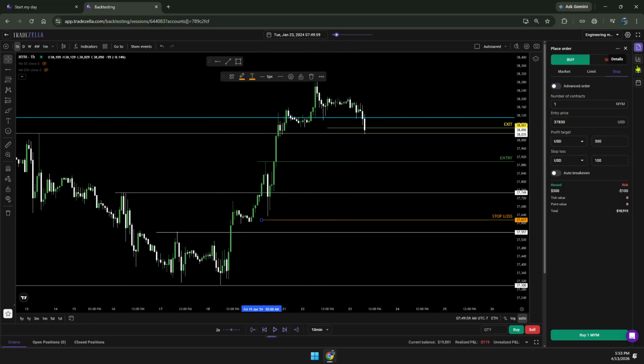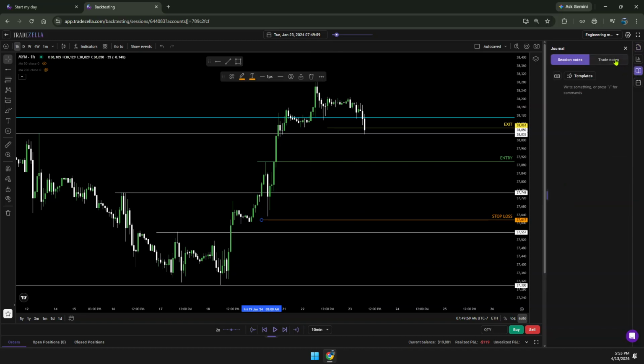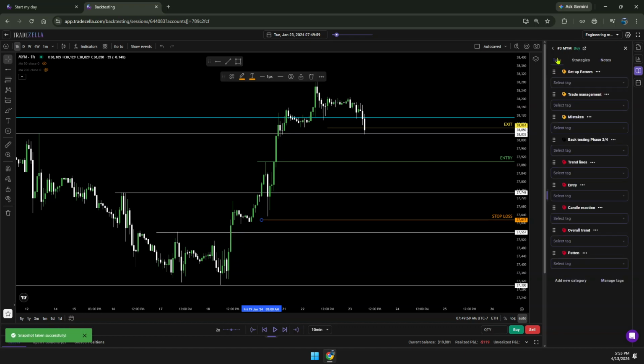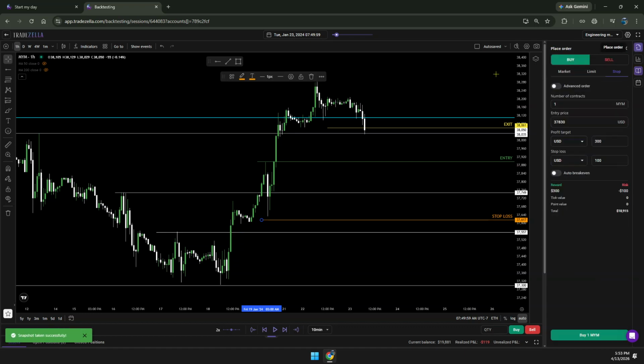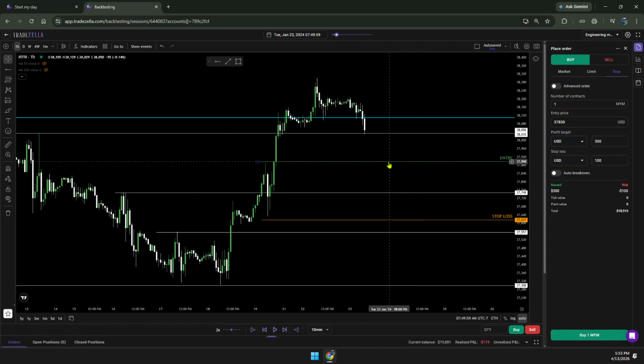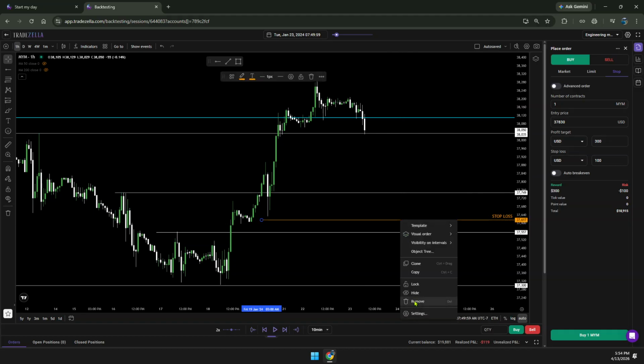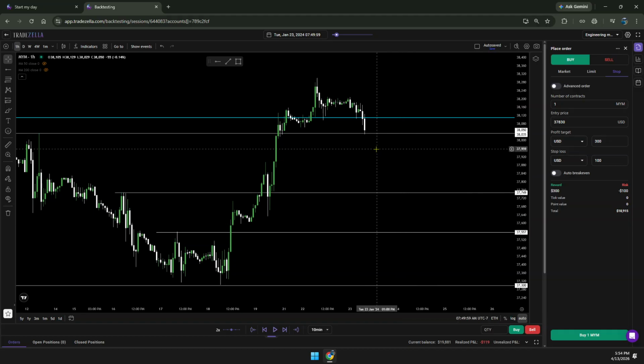So there's, again, another quick trade. Didn't take long. It's a quick process. I take a picture. I hit a tag. I come back. Remove my lines. And I'm off again. So the quick method is a really good method.